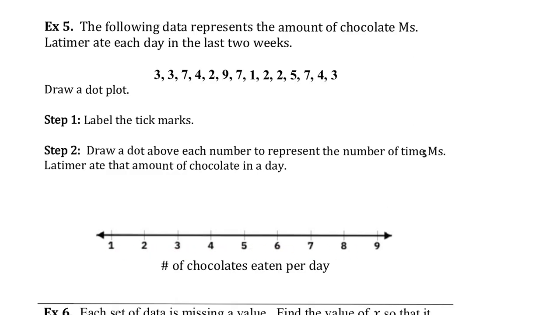Okay, I'm going to draw a dot every time I get to a number. So for 3, I'm going to put a dot. You could also put an X. Sometimes it's easier to put an X just for how it looks.